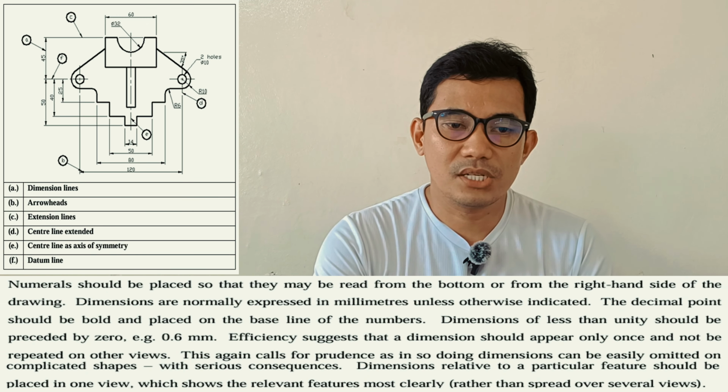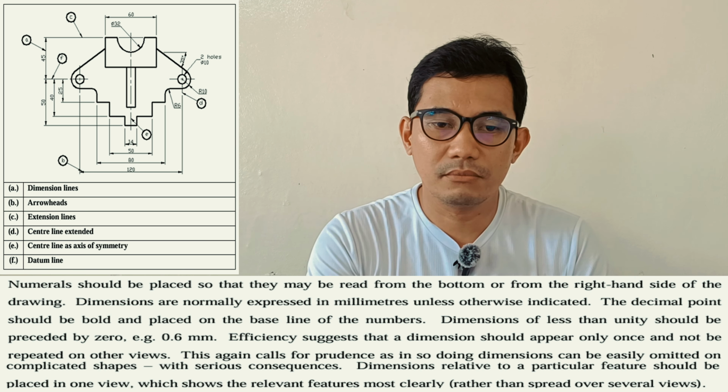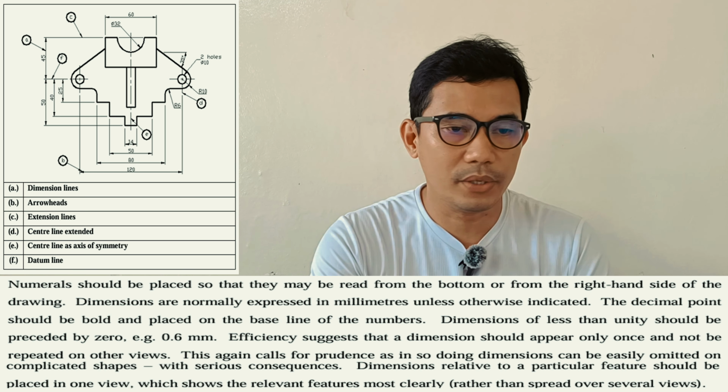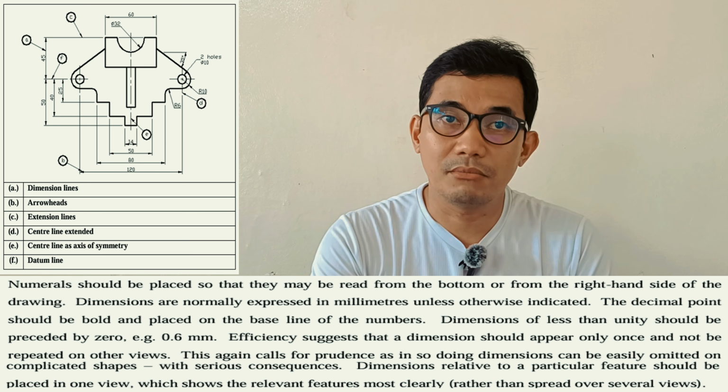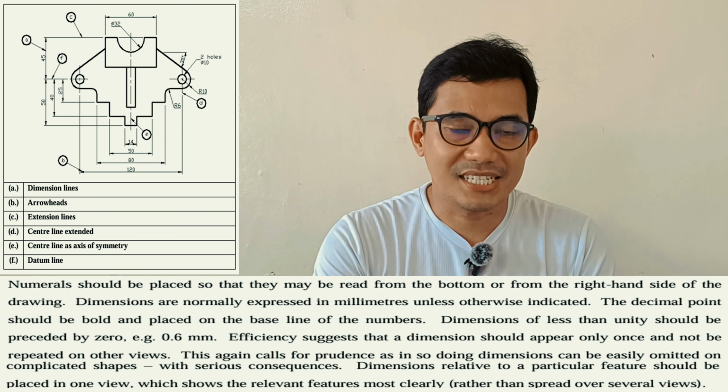Numerals should be placed so that they may be read from the bottom or from the right hand side of the drawing. Dimensions are normally expressed in millimeters unless otherwise indicated.